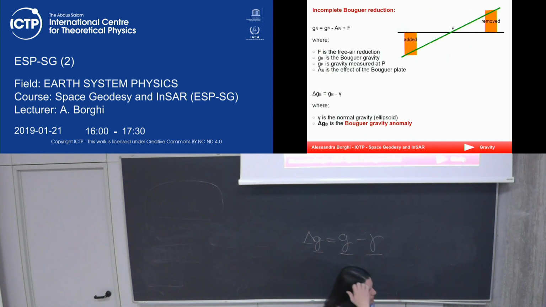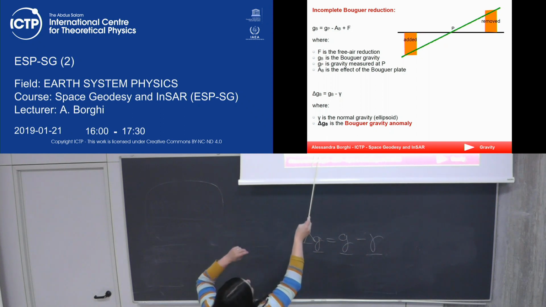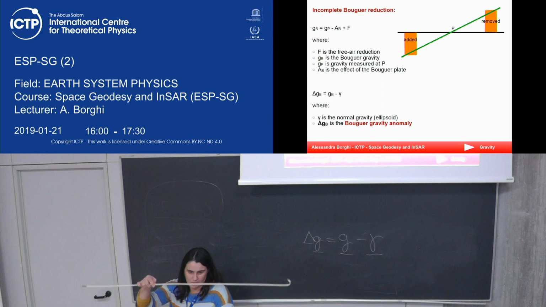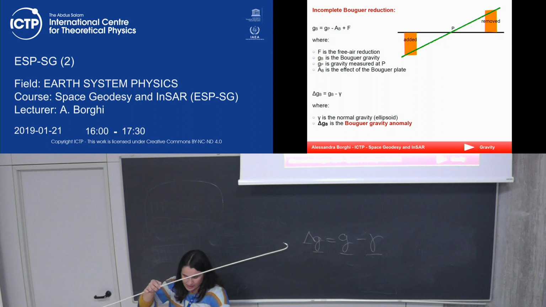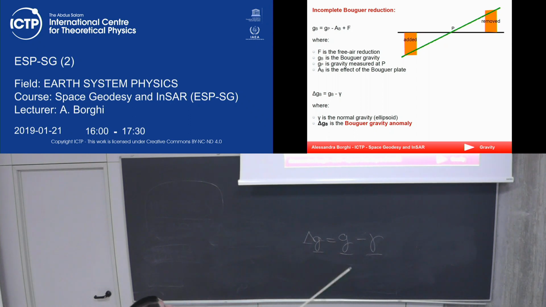Okay. So we started from our gravity. We remove the Bouguer plate. We correct for the free air correction, because now we have removed all the masses between the point and the Earth surface. But we have to move the point downward, of course, from the free air to the Earth surface. And this is called phi f, that we have seen before. But what happened? This is called incomplete Bouguer reduction.